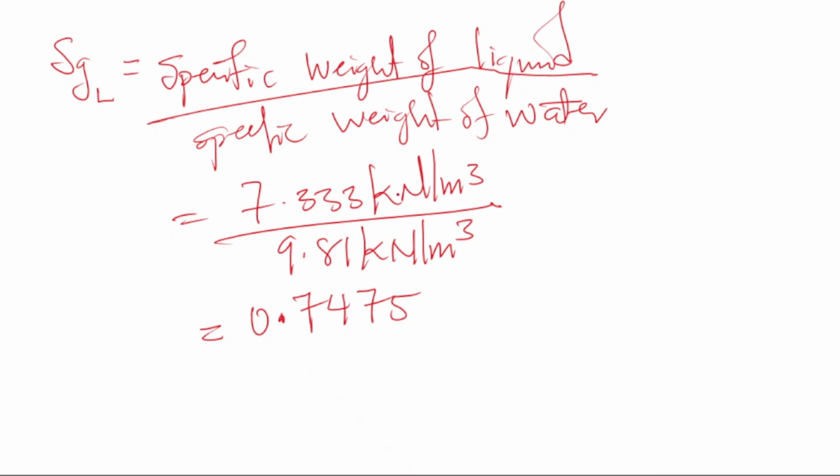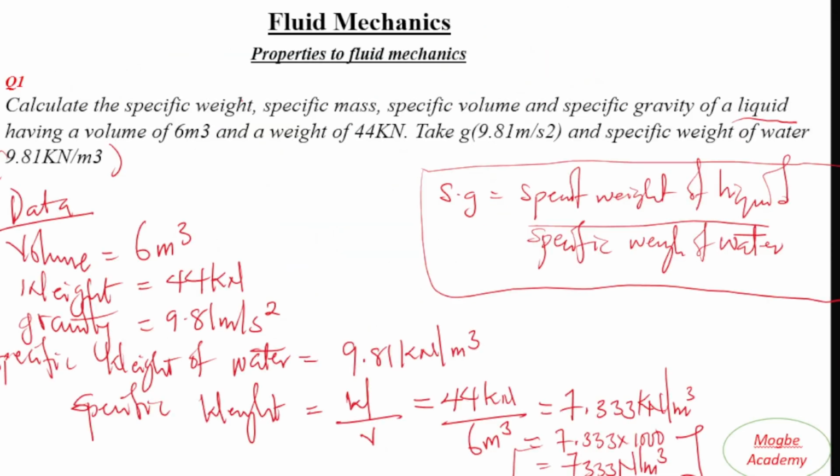Now, remember, you ask yourself, what is the unit for specific gravity? Look at what you have here, kilonewton per meter cube, kilonewton per meter cube. So both of them will simply wash out, and you'll be left with no unit. So your specific gravity of the liquid will now be 0.7475. Am I communicating? Now you've succeeded in calculating your specific weight, your specific mass, your specific volume, and your specific gravity of the liquid.